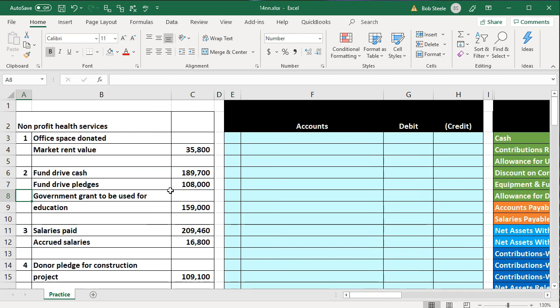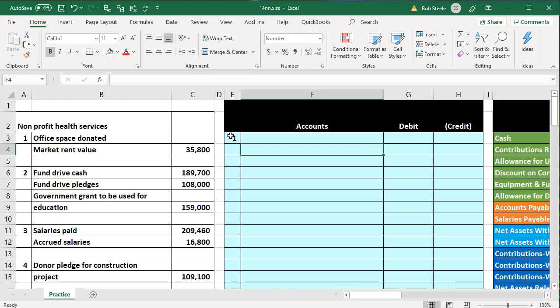Office space donated. The market value is the $35,800. So there was office space. That office space was donated to the organization. Now it wasn't cash, but that's still some form of revenue. So we got some form of revenue that's going to be donated. There was some kind of donation. It's going to be a contribution then. Now, it's a contribution without restrictions because they didn't say that you have to use this for some restricted purpose or anything like that, although, of course, we need to use it within the purpose of our organization.